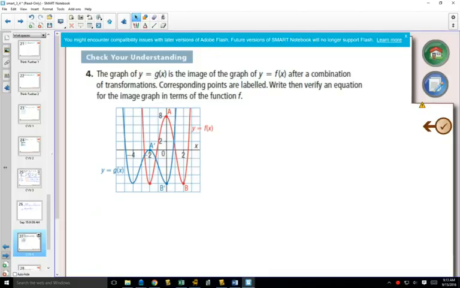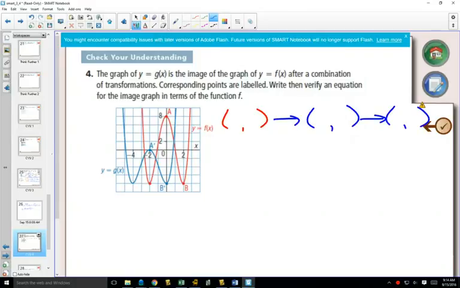So here, the red graph is our original graph. The blue graph is our image graph. And they said that there has been a whole bunch of combinations. If we think about how we would solve this, if we had an equation, we would have started with a point on our original graph. Then we would have done one thing to find a point, and then one thing to find another point. That's what we've been doing.